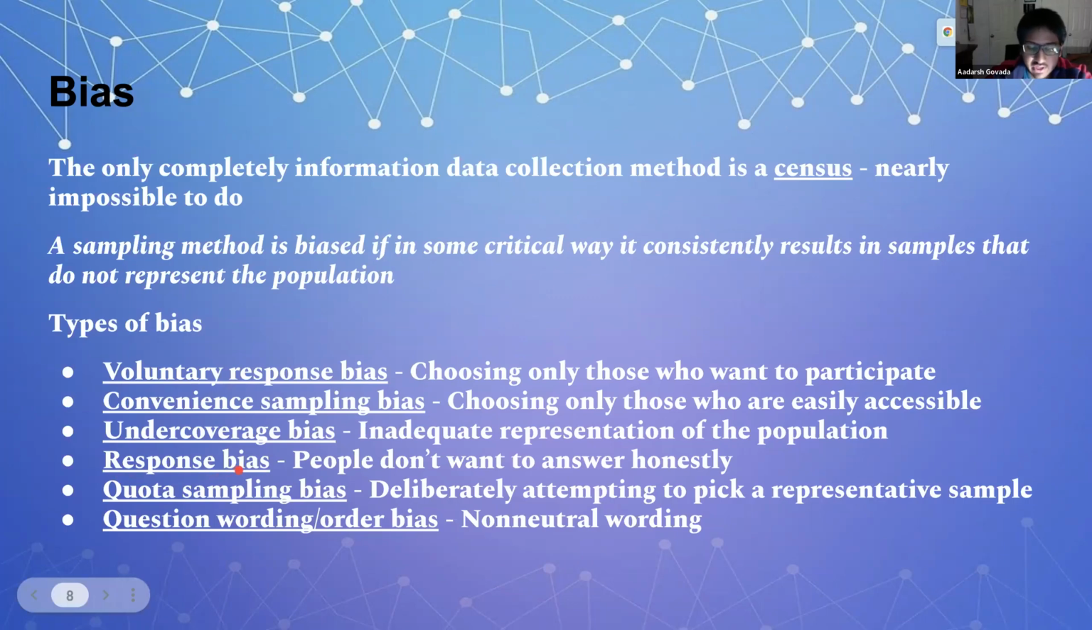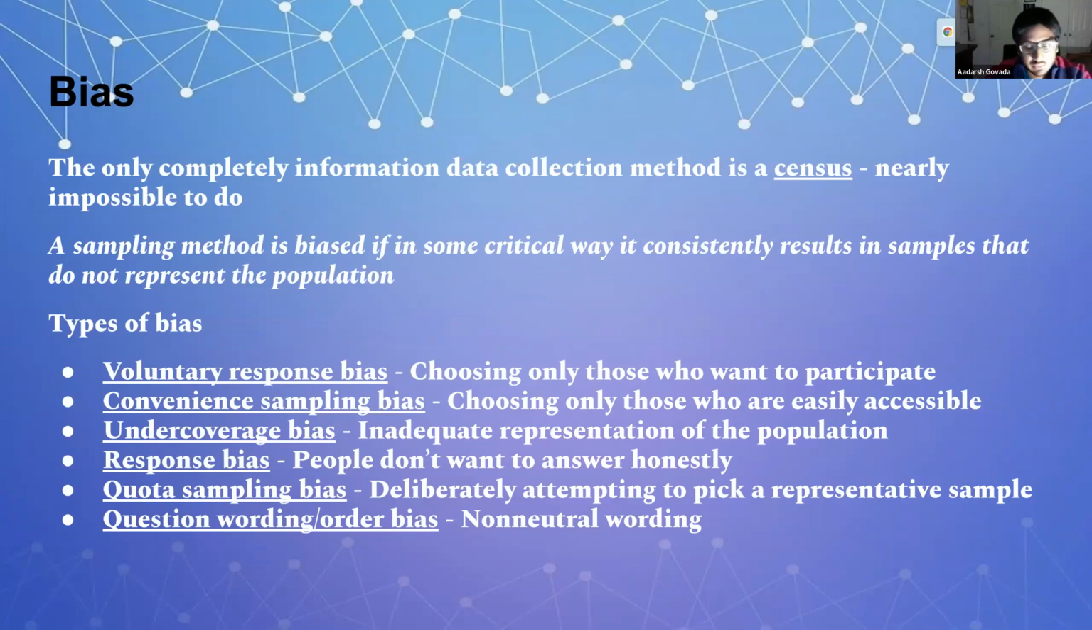Then there's response bias, which is where people don't want to answer honestly, and that could be caused by a variety of factors. This includes not wanting to be judged, holding an unpopular opinion, not wanting to admit to something incriminating like having a criminal record, something along those lines, but it leads you to have inaccurate data.